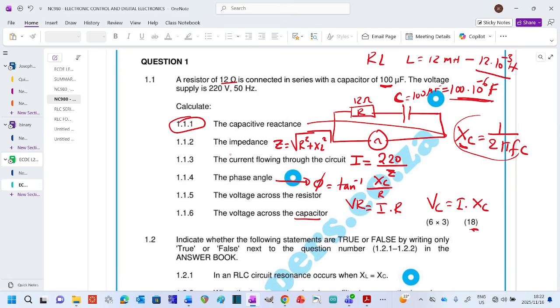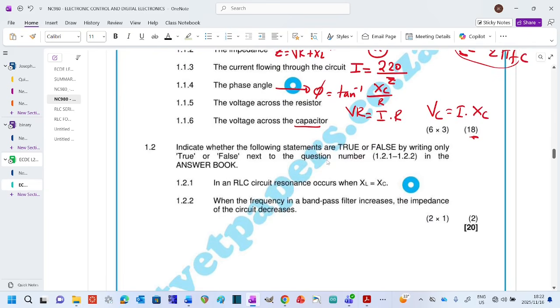If you follow all the steps, don't forget to convert. Converting is the most important thing. That was the easiest question ever.